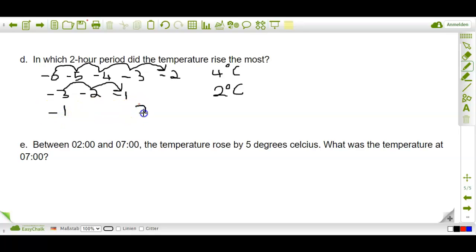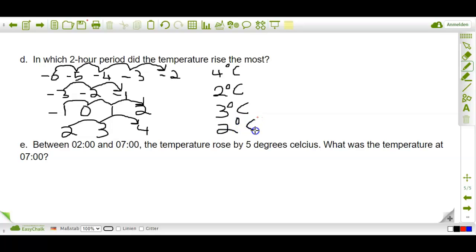The numbers between are 0 and 1. So the rise, let's count: 1, 2, 3 degrees Celsius rise in temperature. Then the next rise was from 2 degrees Celsius to 4 degrees Celsius. The number between is 3. So let's count the rise in temperature: 1, 2. So 2 degrees Celsius rise.